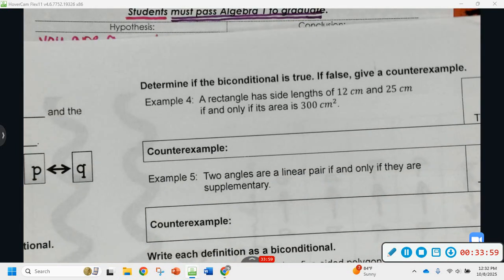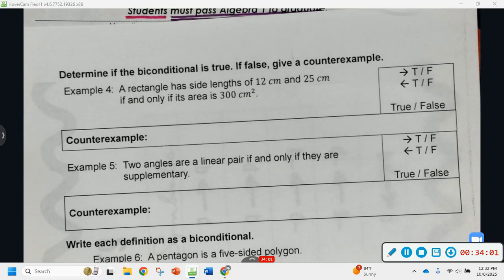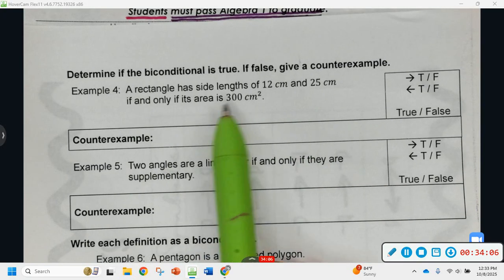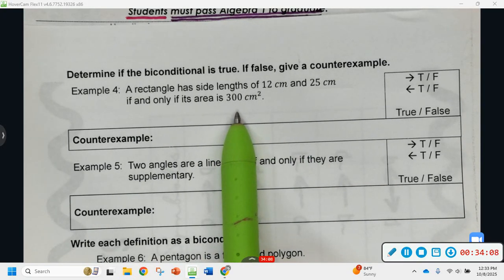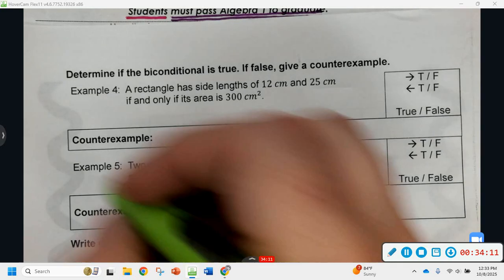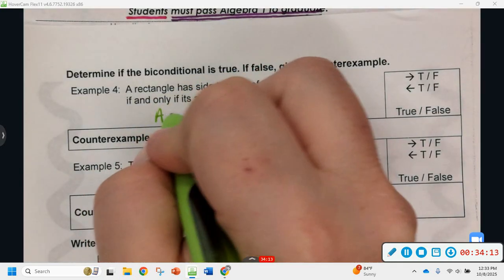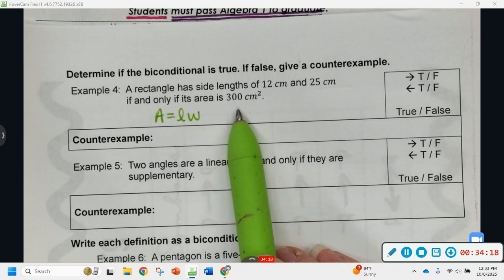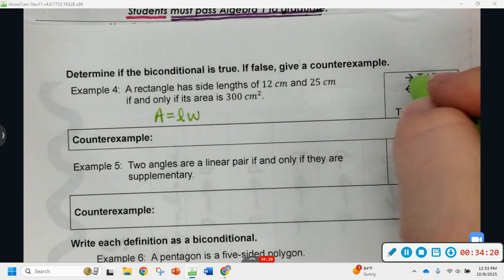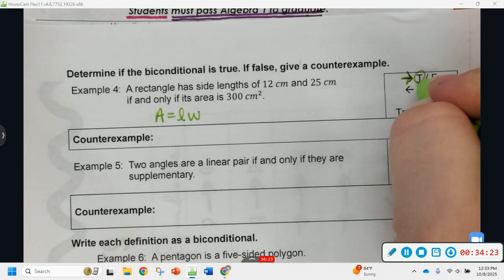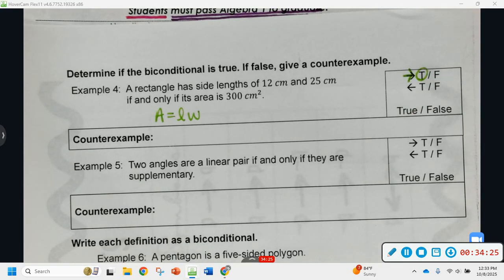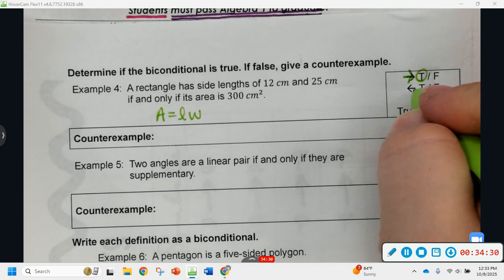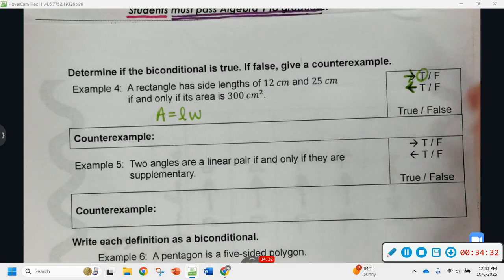We're going to check them over here. A rectangle has side lengths of 12 and 25 if and only if its area is 300. So as a reminder, area formula is length times width. So if I said 12 times 25, does it actually equal 300? So going this direction, yes, that is true. But for that biconditional to be true, both directions have to be true. So I'm going to check the other direction.